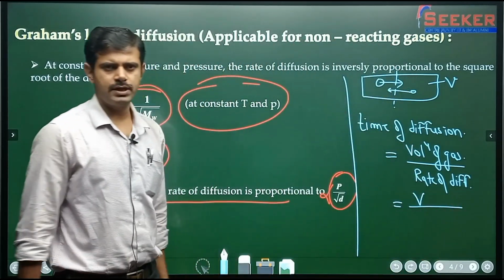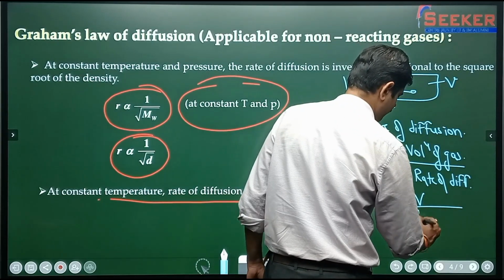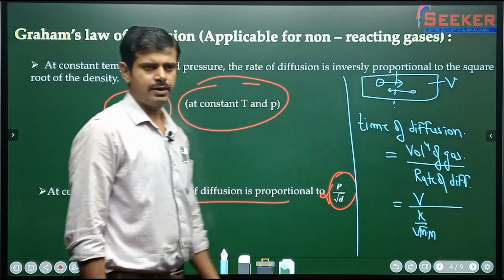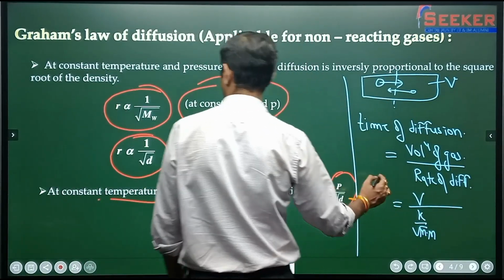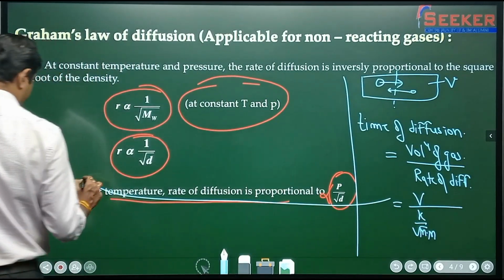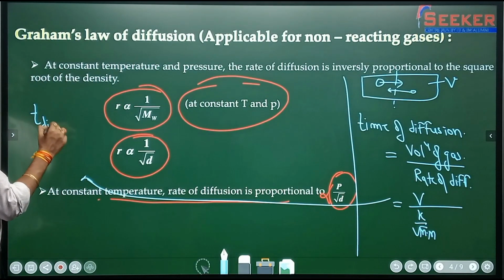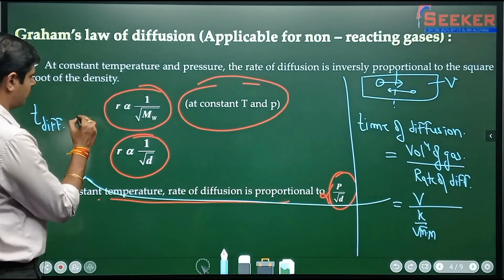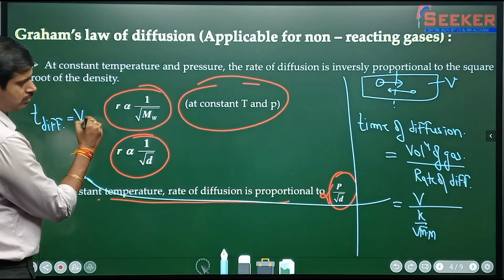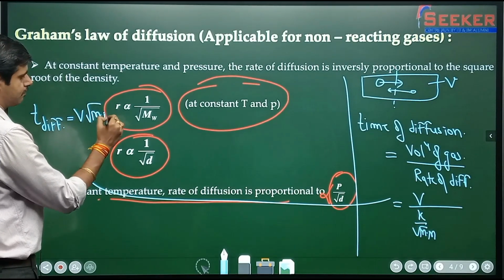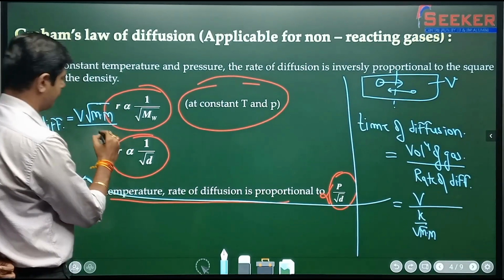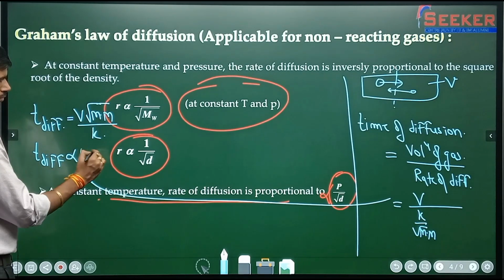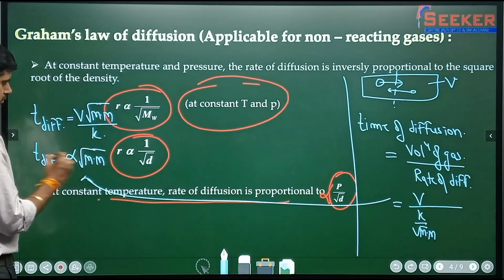What is rate of diffusion? It is something like K divided by root of molecular mass. K is any constant. So what I can write here, if I write it on this side, the time of diffusion is equal to V into root of molecular mass divided by K, or time of diffusion is directly proportional to root of molecular mass.